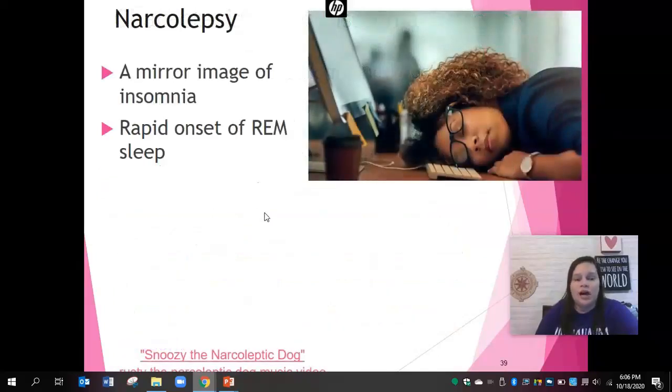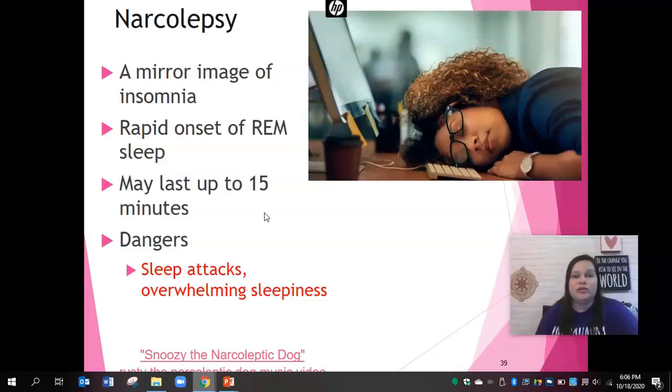Narcolepsy is almost the opposite of insomnia. So rather than you can't fall asleep, the problem here is that you do fall asleep into REM sleep. So they're not just falling asleep for like a little light sleep, they fall all the way into REM sleep. It can last up to 15 minutes, but it's usually pretty quick. If they do fall all the way into REM sleep, that's called a sleep attack. But more often, it just shows up as overwhelming sleepiness.